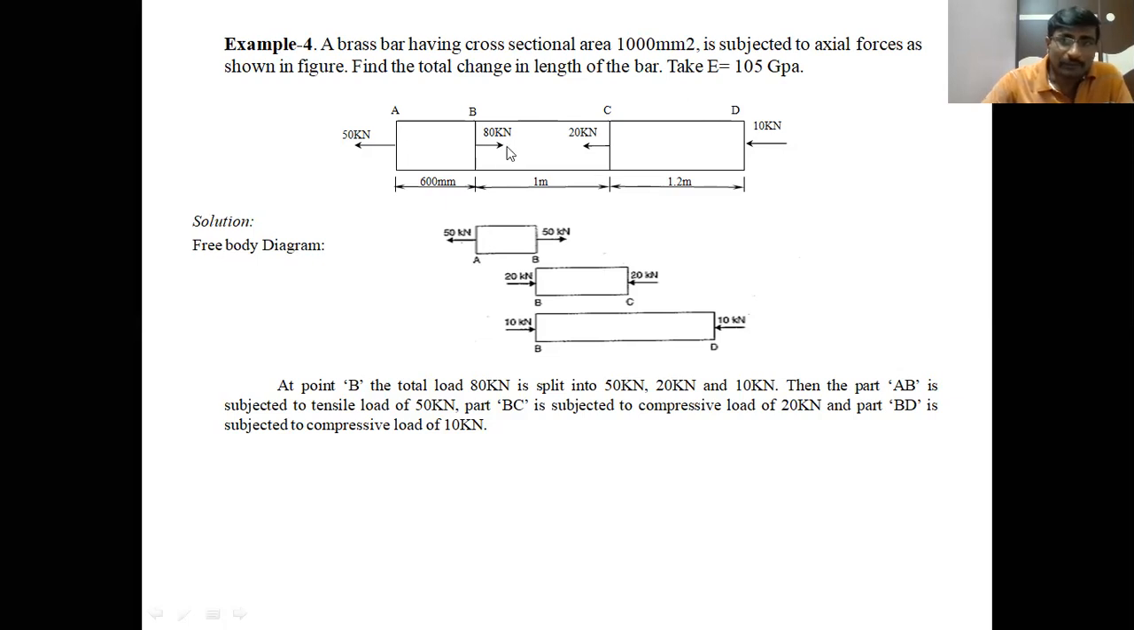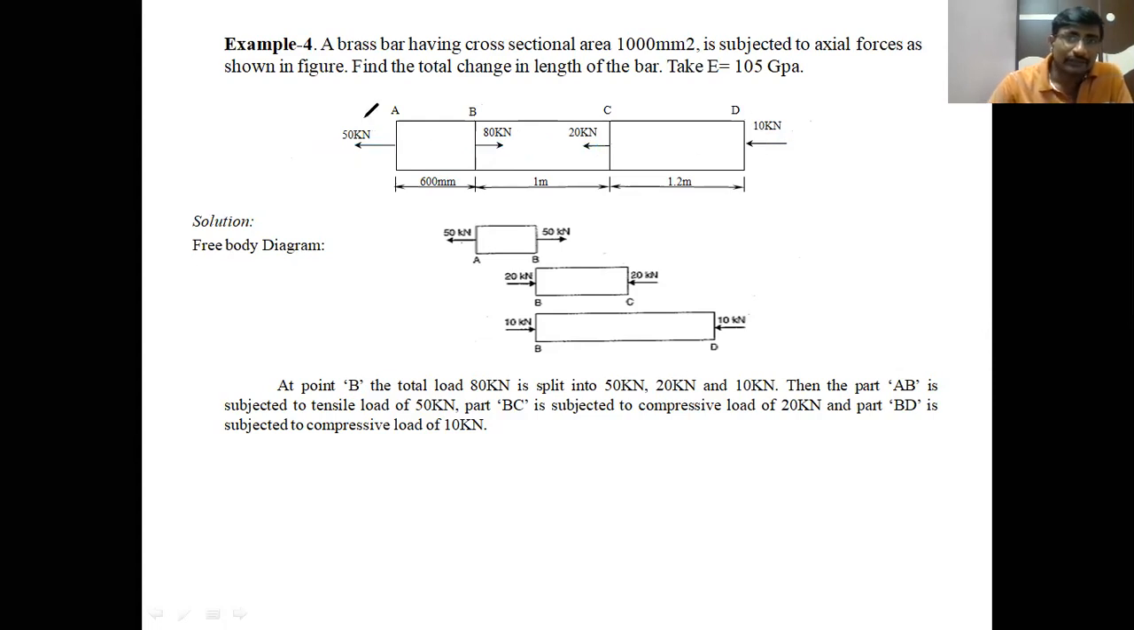Coming to the diagram, this diagram shows that 50 kilonewtons is applied at point A in the left hand direction. 80 kilonewtons is applied at the intersection of the two sections AB and BC, at point B, acting in the rightward direction. 20 kilonewtons is applied at point C in the left hand direction, and 10 kilonewtons is applied at point D in the left hand direction.